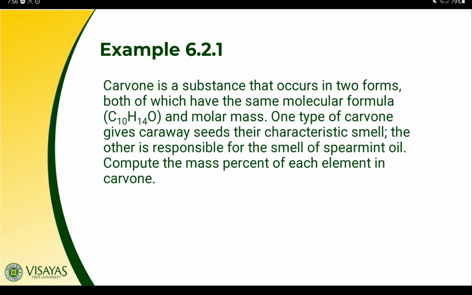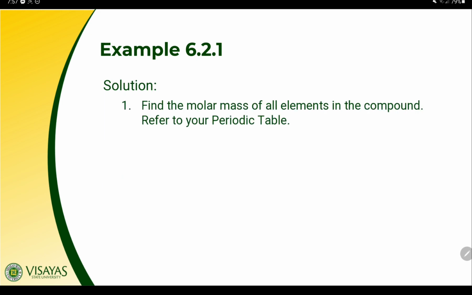So, for example, carvone is a substance that occurs in two forms, both of which have the same molecular formula, C10H14O. One type of carvone gives caraway seeds their characteristic smell. The other is responsible for the smell of spearmint oil. Now we compute the mass percent of each element in carvone. Remember this, C10H14O. And how do we do that?